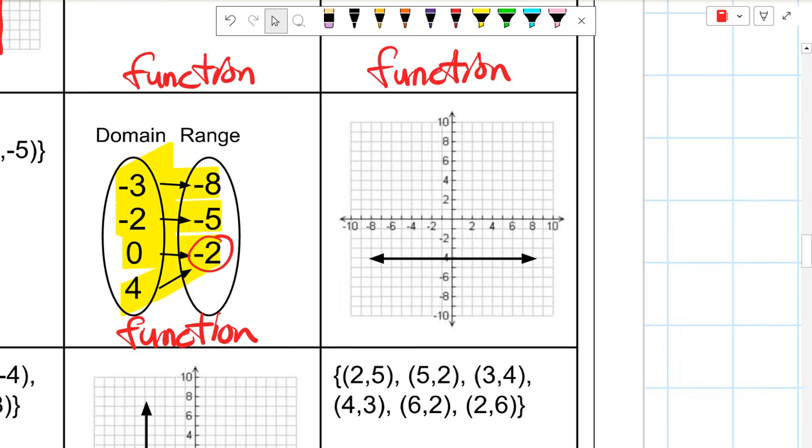On this next graph, if you use the vertical line test, from left to right all the way across, you can see that it's only ever going to cross one time anywhere you go. So this one is a function.